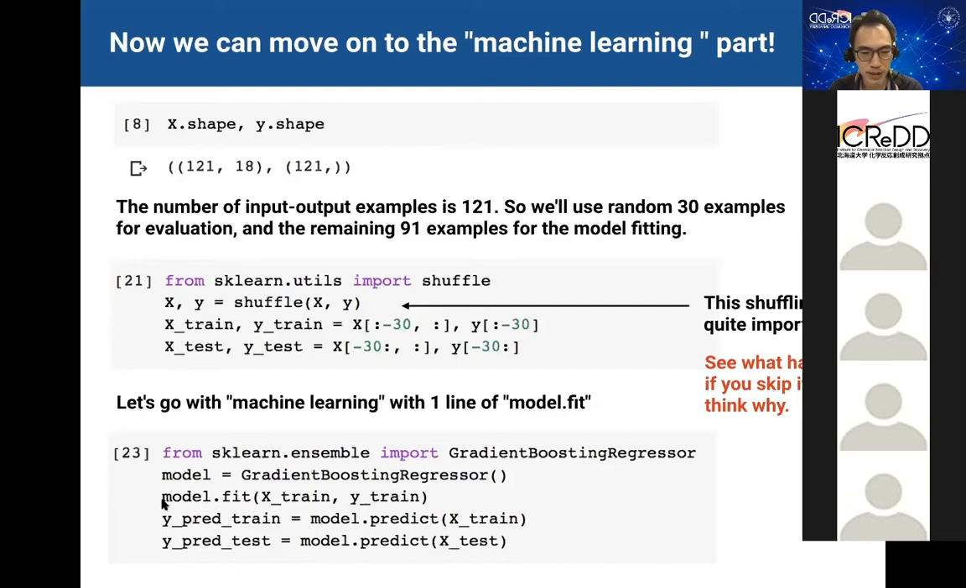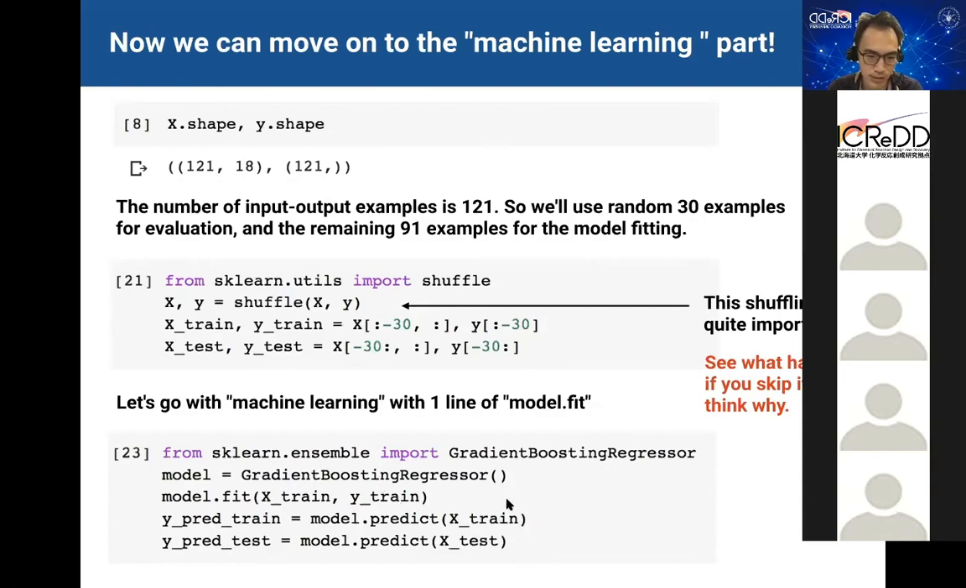And after this fit line, we can use this model to make a prediction. So model.predict(X_train) returns a prediction value over the data set we give here. And predict(X_test) returns the prediction result on the held-out 30 examples. So this part, we ask machine learning to reproduce this input-output relationship.